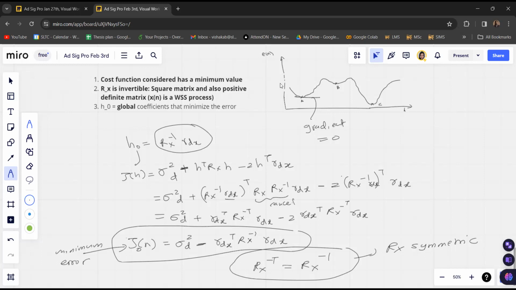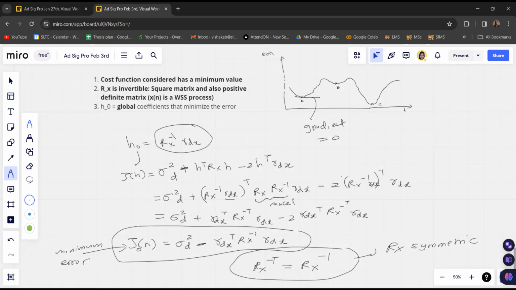Minimum error that is possible is given by this expression. So that is regarding how you get the minimum error. The minimum error you get is at this position in the graph.